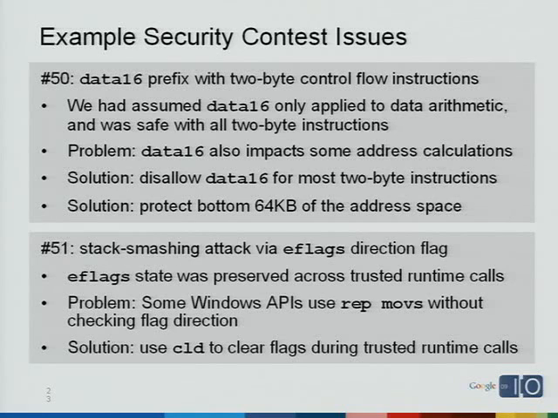Well, it turns out there was a place where we didn't check those flags before invoking system calls of the native operating system. And furthermore, there was a Windows system call that used a repeat MOVS instruction without checking the direction flag first. So the combination of those two problems meant that you could actually use the Windows stack smashing prevention code to do a stack smashing attack, which is kind of ironic. Fortunately, again, the solution was not too difficult. It was just a matter of clearing the flags carefully every time we invoke anybody's system calls.